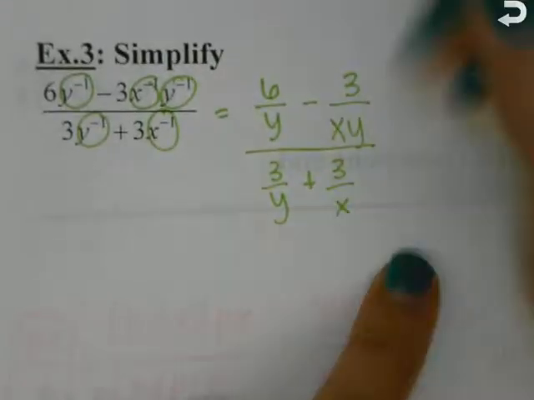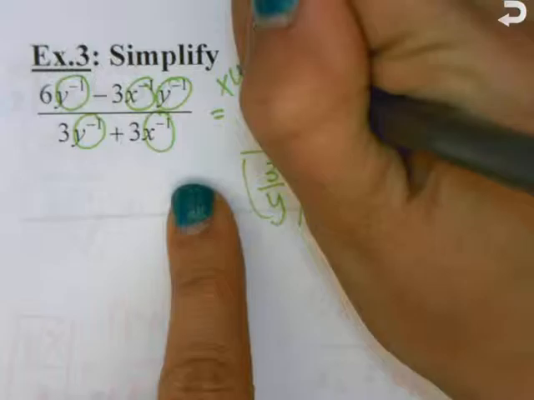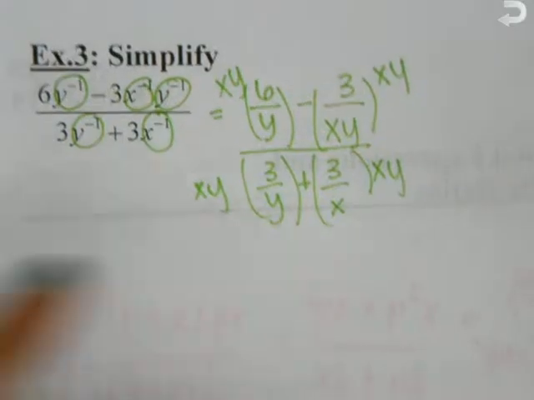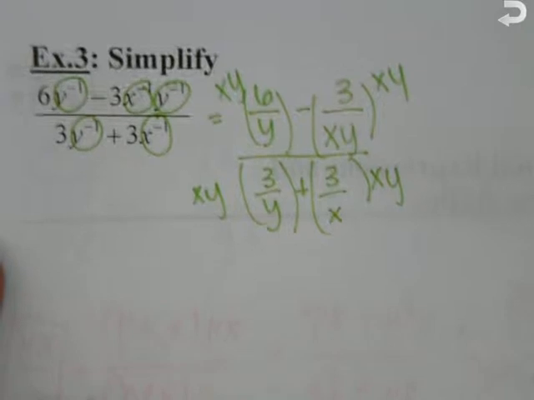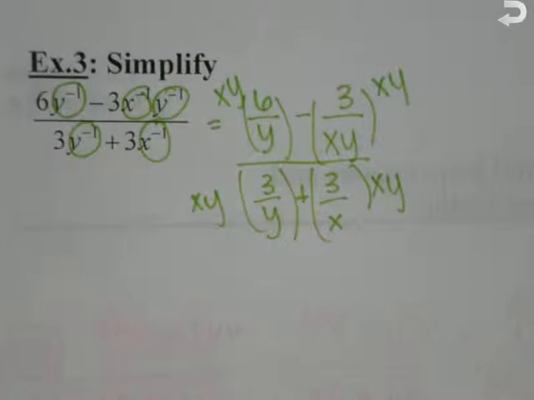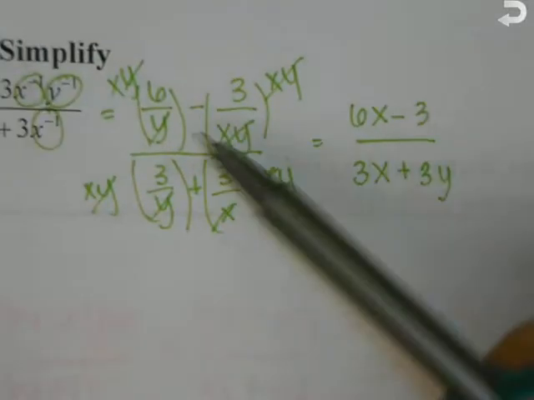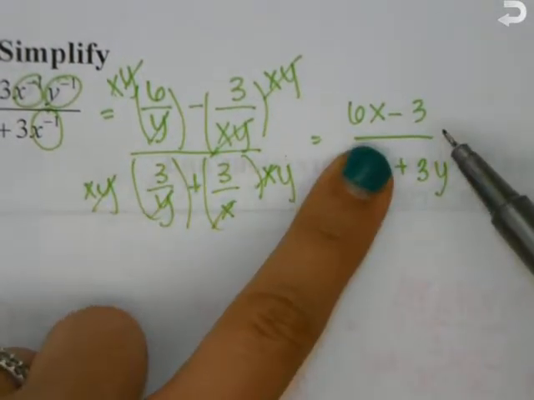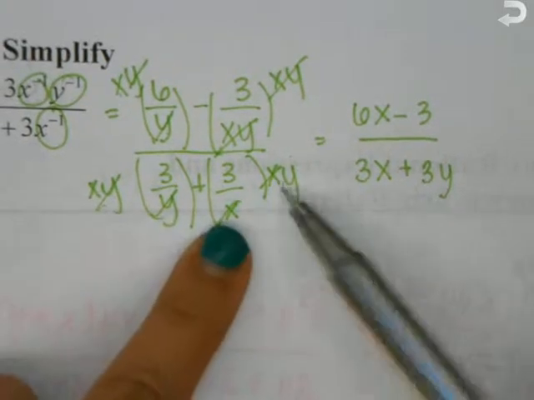So multiply every single term by xy using what property? Which one? Distributive. This is distributive property. Okay, so we multiplied everything by xy. Here is what you should have got. The y's cancel, so we're left with 6 times x. xy totally cancel, so minus 3. Y's cancel here, so that's 3x. And the x's cancel, so that gives us a plus 3y.